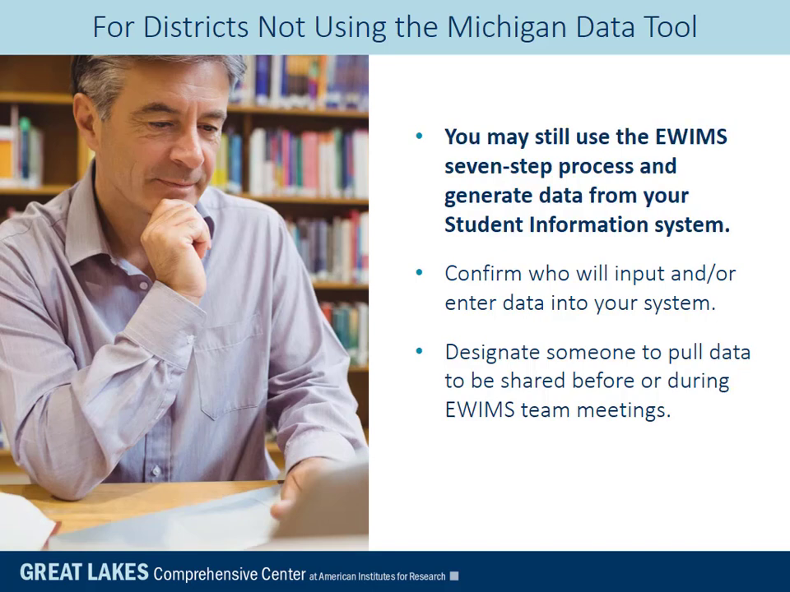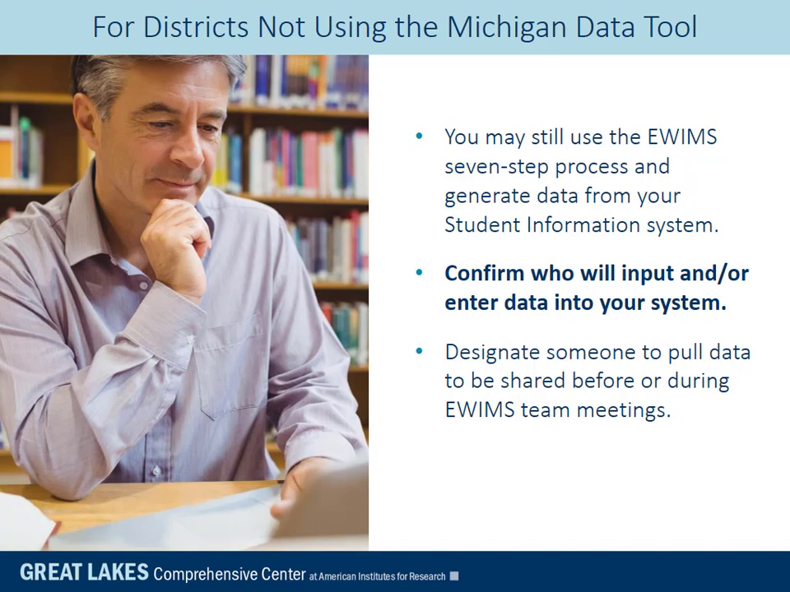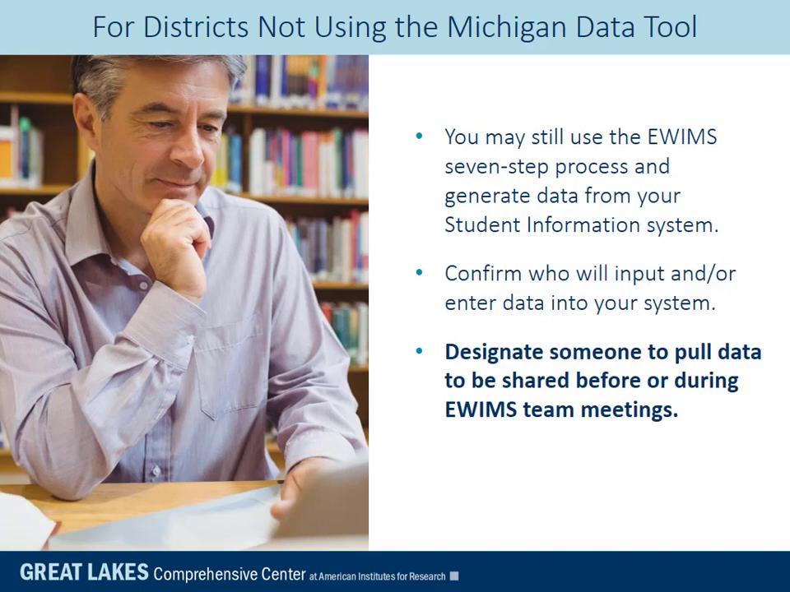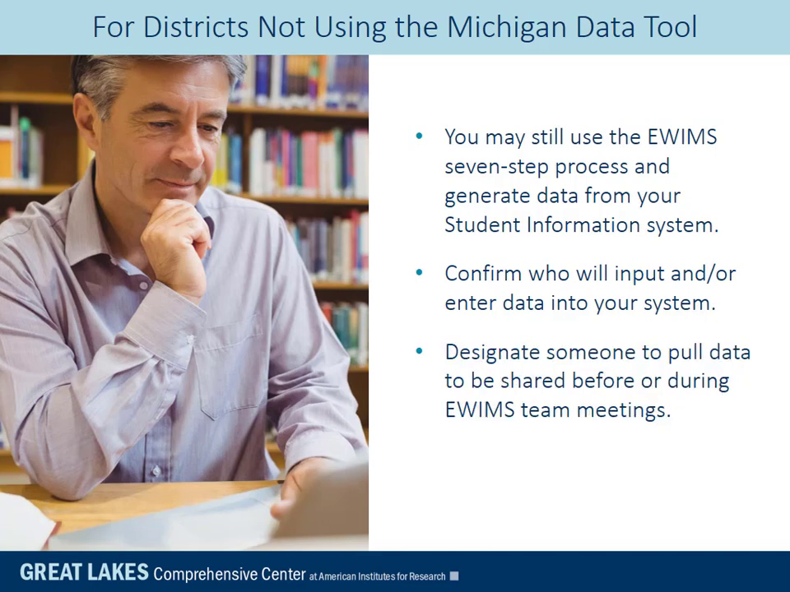7-step process and generate early warning data from your student information system. In this situation, it is important to confirm who will be responsible for inputting and/or entering data into your system. And be sure to designate an EWIMS team member to pull the data on attendance, behavior, and course performance to share before or during team meetings. If your district doesn't use the Michigan Data Tool, the district's student information system may enable you to identify students at risk for dropping out of high school based on attendance, behavior, and course performance data, or the district may be able to add this function to the system.